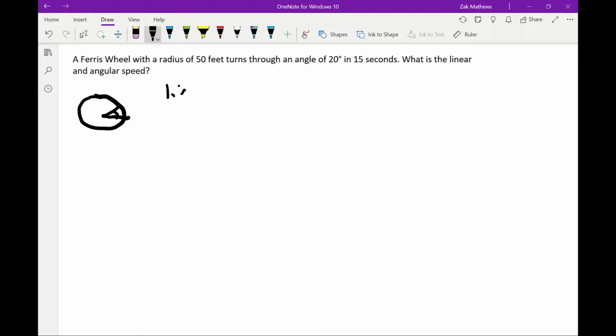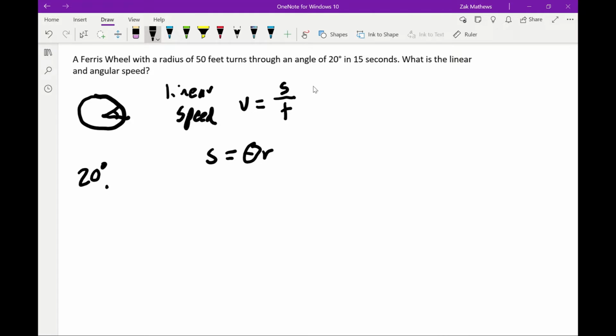So linear speed, remember, we find v is equal to the arc length s over the time t. So right away we recognize that we have to find the arc length. And arc length is equal to theta times r, but remember theta must be in terms of radians. That is always true for arc length. So we need to take this 20 degrees and convert it over to radians. Because we're starting with the degrees on top, we put the degrees on the bottom, the 180, and the pi radians goes on top. That allows the degrees to cancel. You can also cancel out the zeros, and 2 goes into 18 9 times.